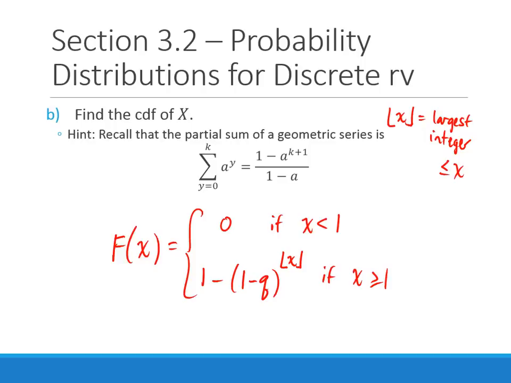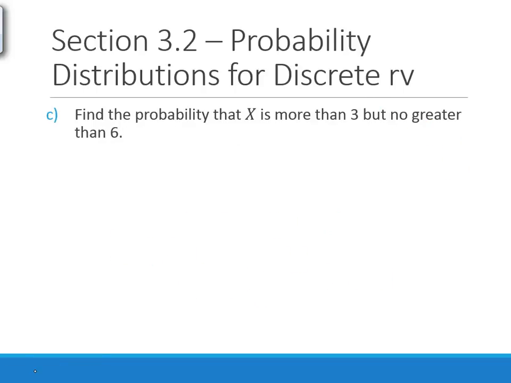Okay, so that's finding the CDF there from the PMF, and now we can use that CDF to answer any number of questions that we might be interested in. So, for example, what's the probability that x is more than 3, but no greater than 6? So I want the probability that x is bigger than 3 but no greater than 6. So I want the probability that x is more than 3, but less than or equal to 6.